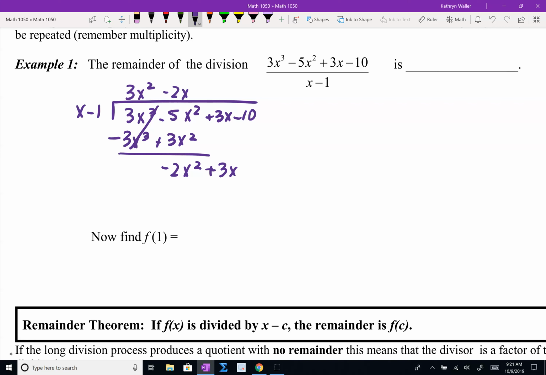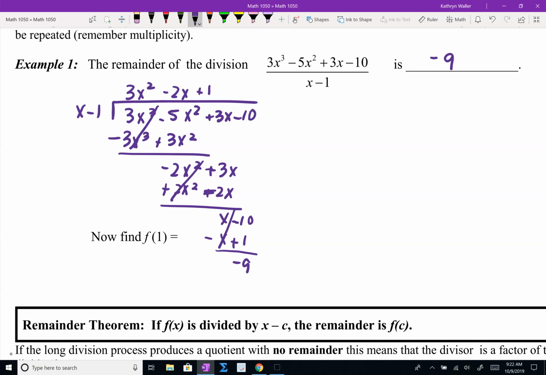What do I multiply by x to get a negative 2x to the second? It's a negative 2x. Distribute negative 2x to the second plus 2x. Change your signs. 2x squared cancel. I get an x, bring down the 10. What do I multiply by x to get x? That would be a 1. Distribute, x minus 1. Change my signs. First terms cancel. I get a negative 9. They wanted the remainder, and I'm going to say it's a negative 9. That's how you write it.